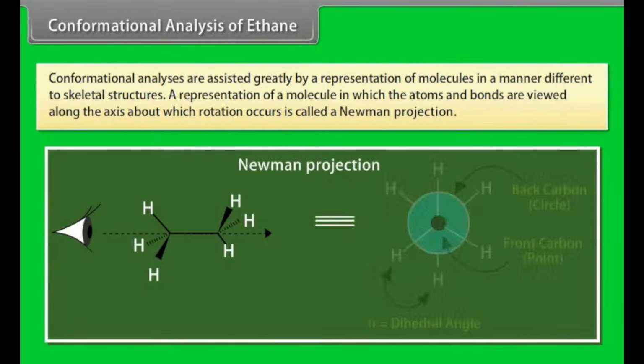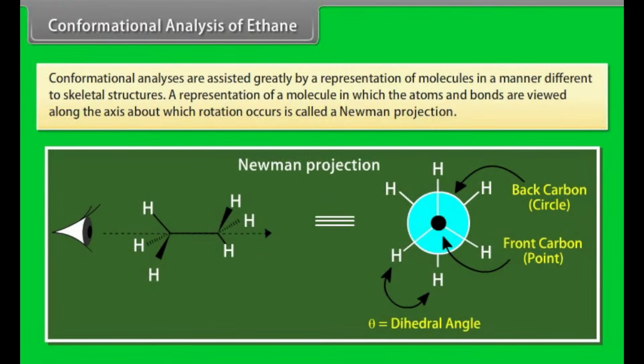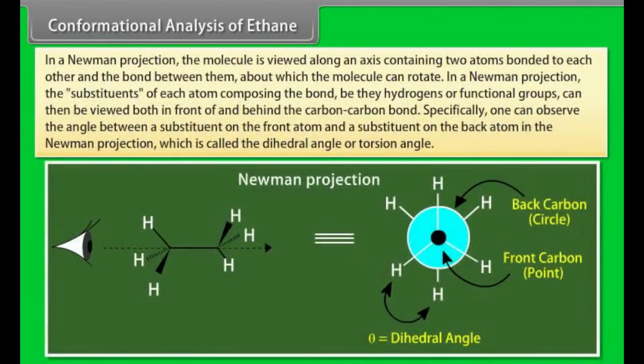Conformational analysis of ethane. Conformational analyses are assisted greatly by a representation of molecules in a manner different from a skeletal structure. A representation of a molecule in which the atoms and bonds are viewed along the axis about which rotation occurs is called a Newman projection. In a Newman projection, the molecule is viewed along an axis containing two atoms bonded to each other and the bond between them, about which the molecule can rotate.